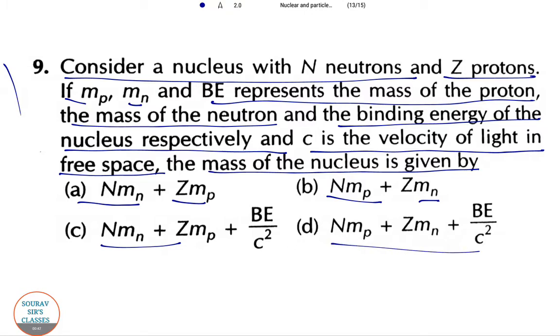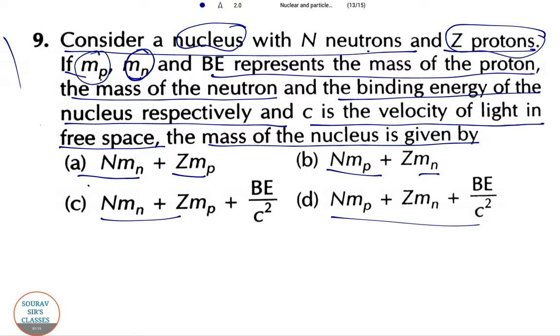Let me repeat the question. There is a nucleus with N neutrons and Z protons. If Mp, Mn and Be represent the mass of the proton, the mass of the neutron, and the binding energy of the nucleus respectively, and C is the velocity of light in free space, what is the mass of that nucleus?